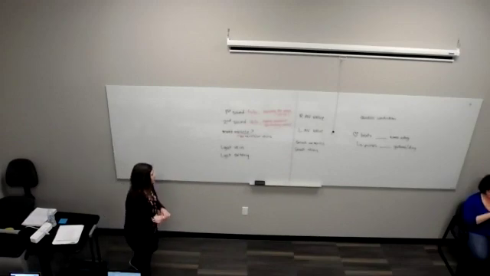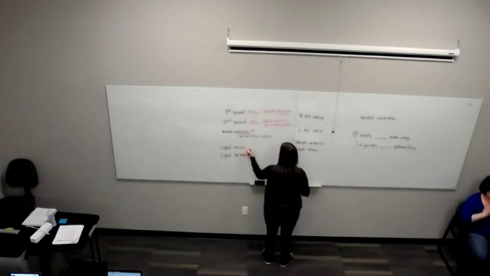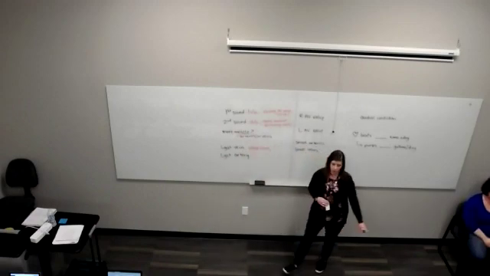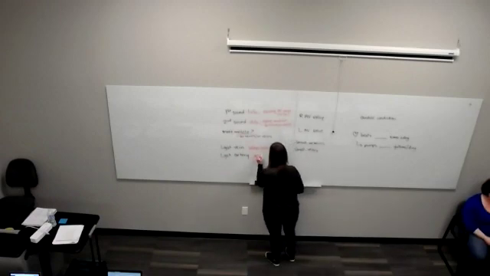Okay, very, very good. What did we say is our largest vein in our entire body? The vena cava. And which is the largest artery? The aorta. Very good, you guys.